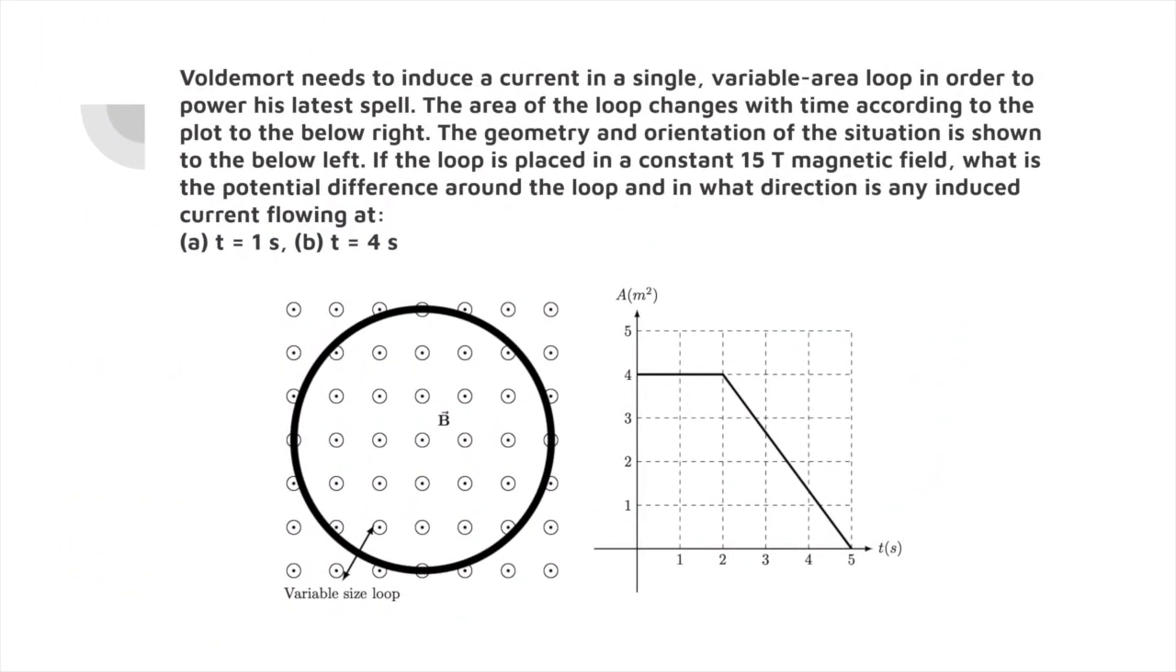Voldemort needs to induce a current in a single variable area loop to power his latest spell. The area of the loop changes with time according to the plot below right. The geometry and orientation of the situation is shown to the below left. If the loop is placed in a constant 15 Tesla magnetic field, what is the potential difference around the loop, and in what direction is any induced current flowing at t equals 1 second and t equals 4 seconds?